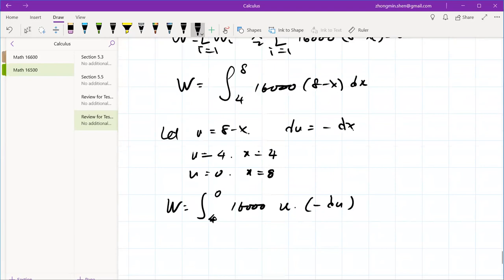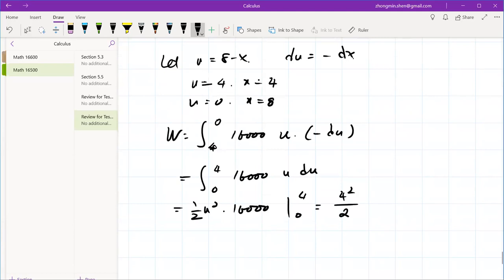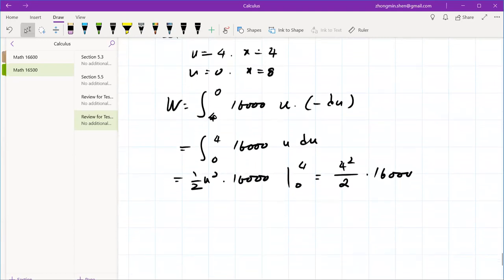Okay, so if some students use a different coordinate system, coordinate line, you end up with this kind of integral. Right? But anyway, it's going to be half of u squared. Evaluate at the 2 endpoints. So 16 divided by 2. Okay, so this will be done.